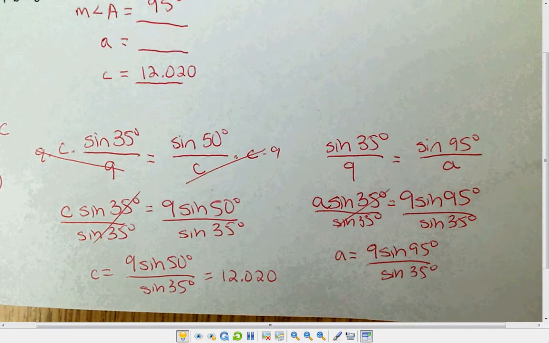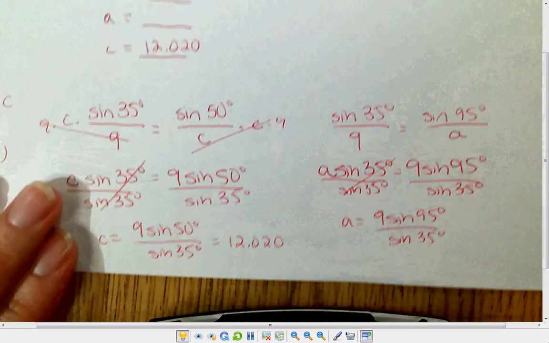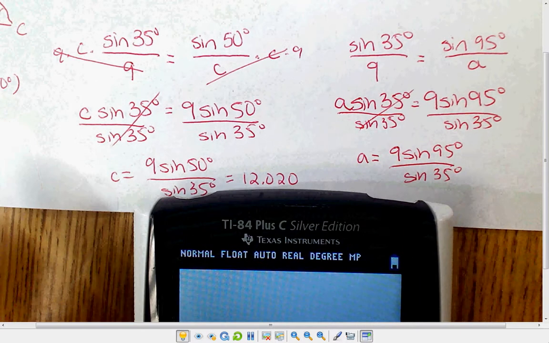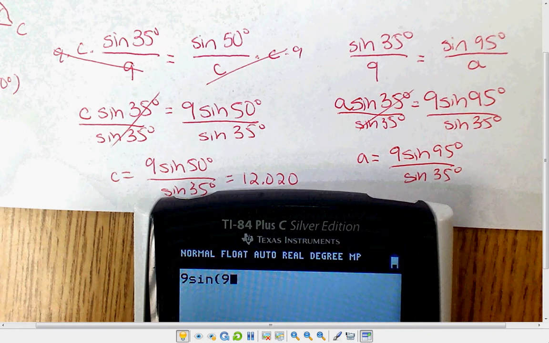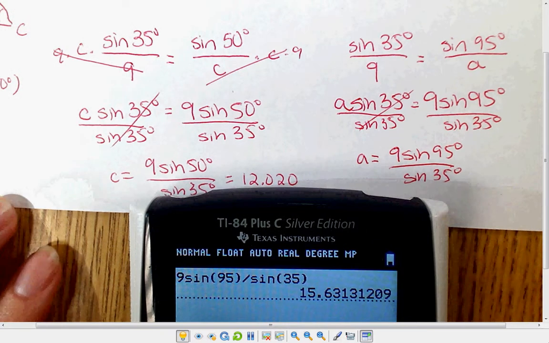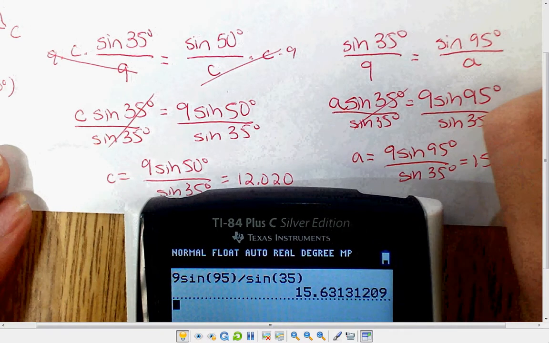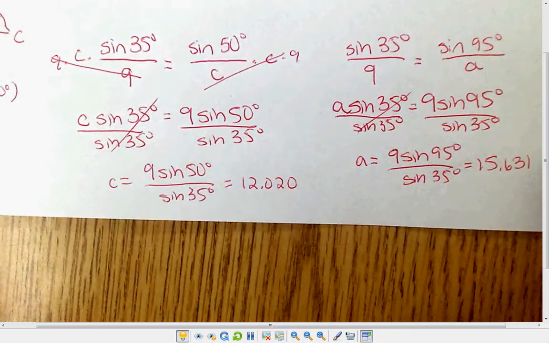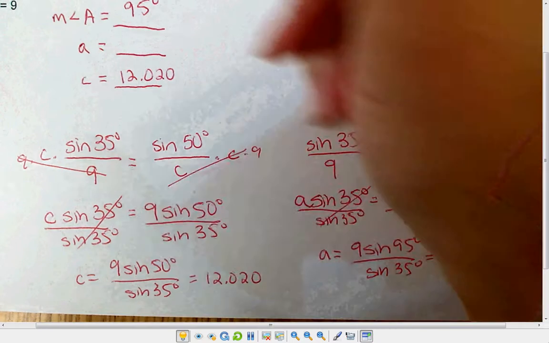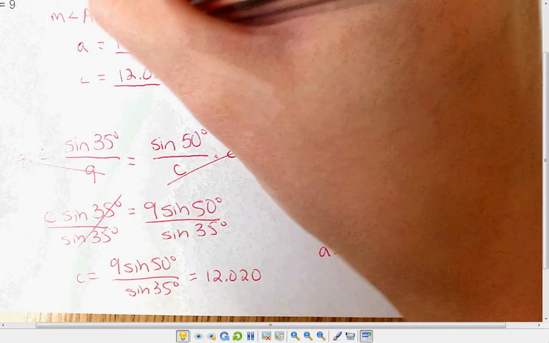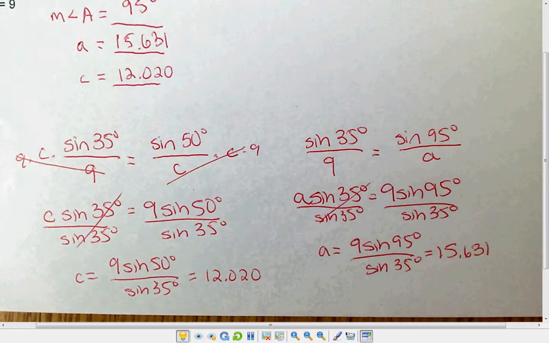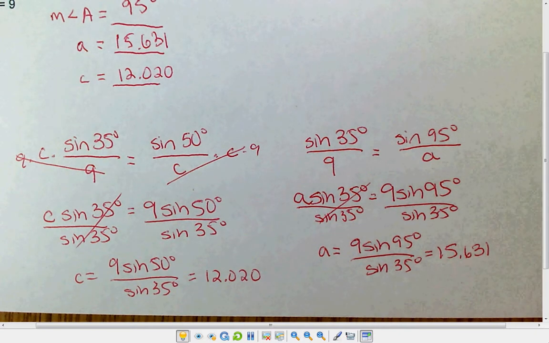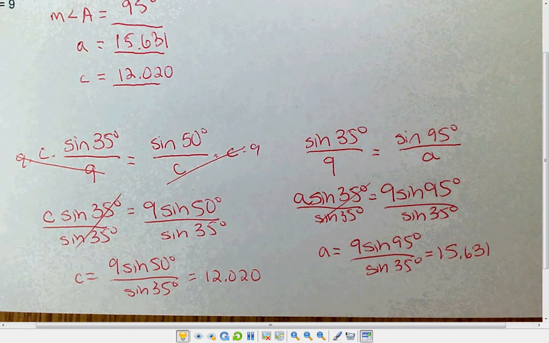So once we're here, we're going to again just plug this into our calculators. So we have 9 sine 95 divided by sine of 35. And this is going to give us our side A, which is 15.631. And that is the other missing part for this triangle. So this is problem number 1. Now let's look at problem number 2.